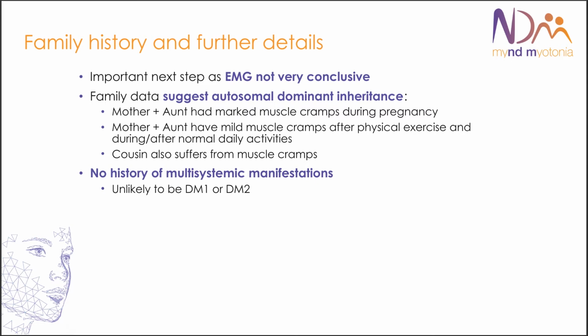And I want to stress this point. Mother and aunt had increasing muscle cramps, myotonia, after physical exercise. So there seems to happen something due to physical exercise. There was no history of multisystemic manifestations, which makes the diagnosis unlikely to be DM1 or DM2.